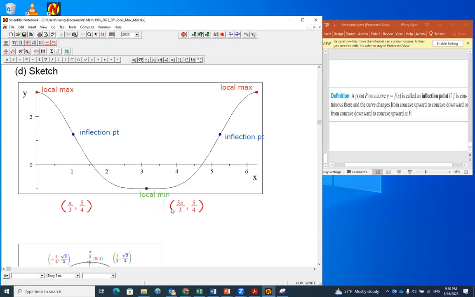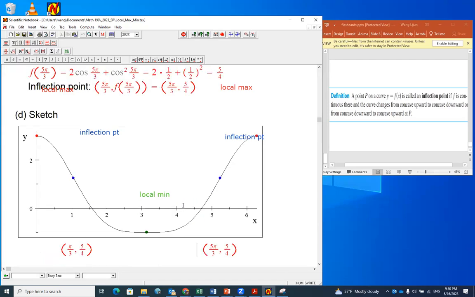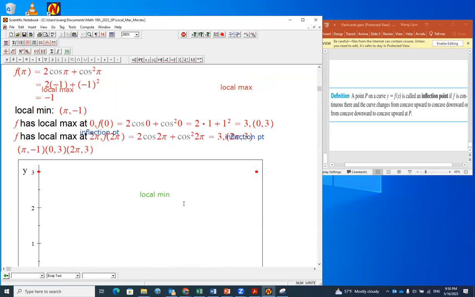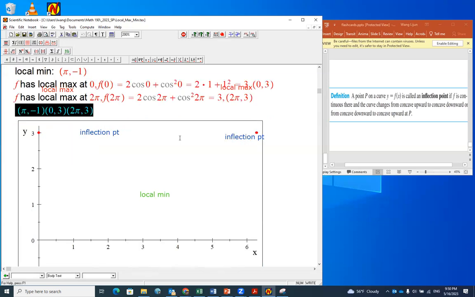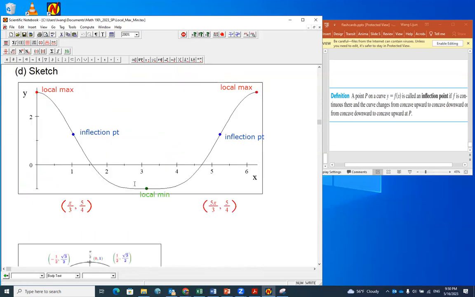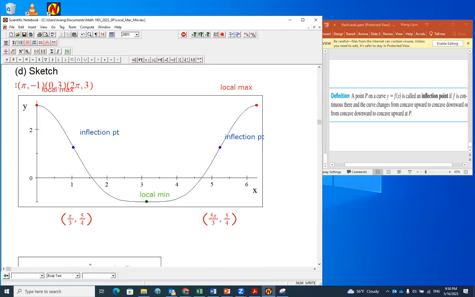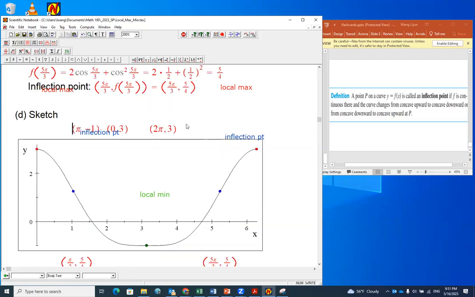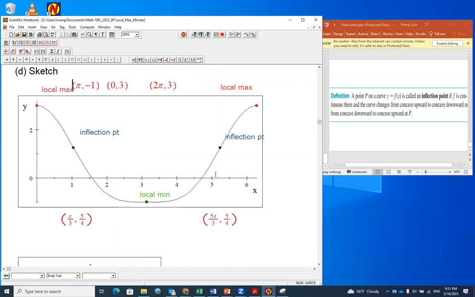Okay, so I'm going to use an arrow to point it out for you. Local min, right? We have a local min, local max. Where's the local min, local max? We have these points, right? So I'm putting these points in place. Okay, let's see if I can make this happen. There. No. We have to readjust. I think that's all the points we need.